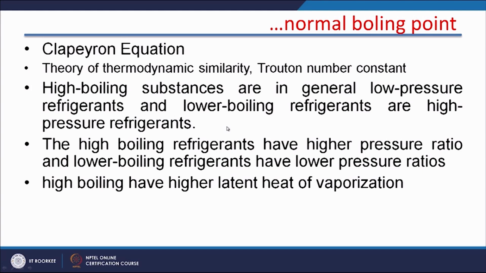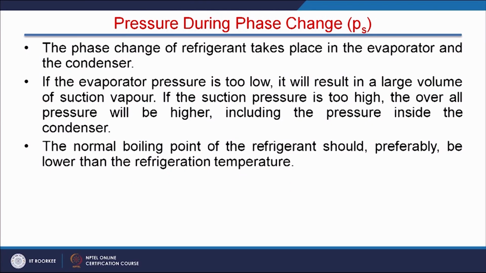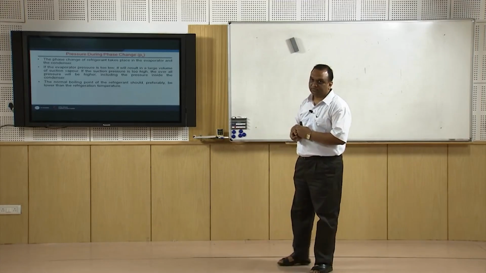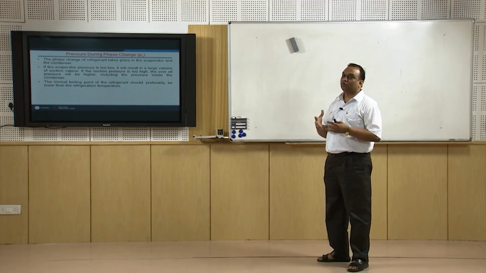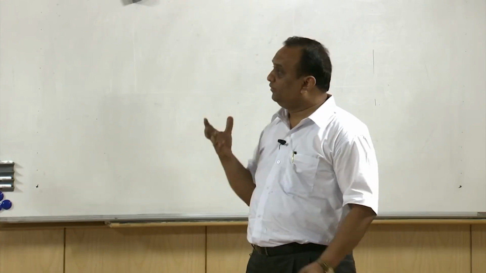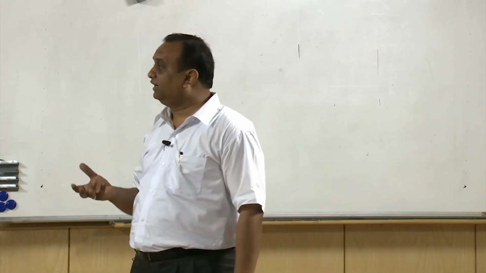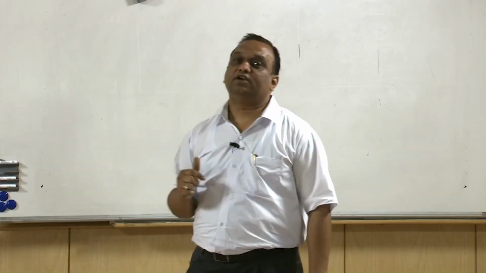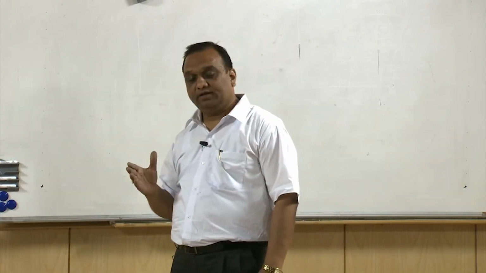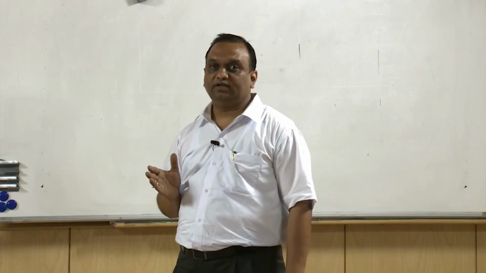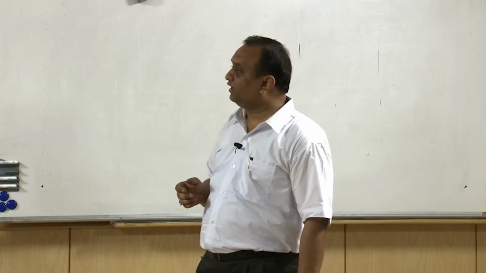Further, it can be concluded from the previous derivation that high boiling point refrigerants have higher latent heat of vaporization. Now, pressure during phase change is also important in deciding the refrigerant, because if the pressure is high in the condenser, robust design of the condenser has to be made. Similarly, in the case of the evaporator, if the pressure is very low, lower than atmospheric pressure, then there are chances that air may leak into the system. On the same side, the specific volume of the refrigerant will also be very high. So, that will increase the size of the compressor.